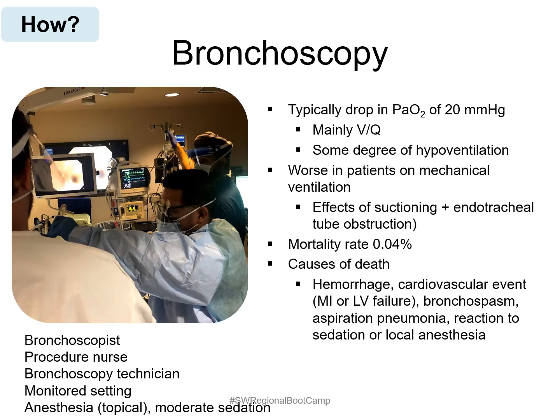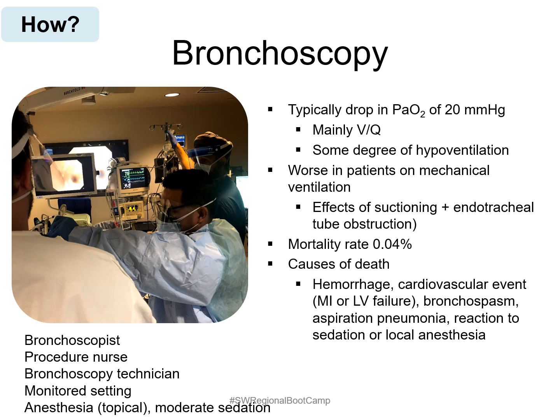During a bronchoscopy, the bronchoscopist works alongside a procedure nurse and a bronchoscopy tech. The procedure is performed in a monitored setting and can be performed with topical anesthesia and moderate sedation. One main consequence of bronchoscopy is a drop in PaO2, usually around 20 millimeters of mercury. This is mainly due to impacts on ventilation to perfusion, though hypoventilation also contributes to some degree. These effects are more pronounced in patients on mechanical ventilation, and this is due to the effects of suctioning and endotracheal tube obstruction.